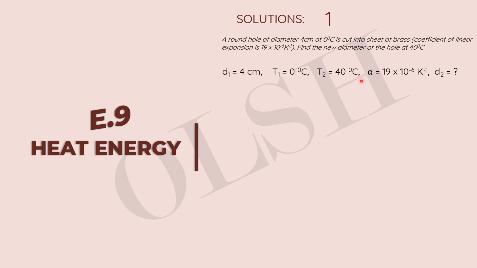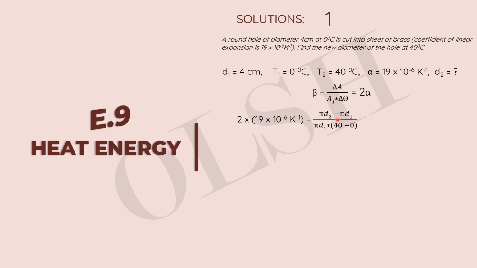I would want to solve this with the superficial expansivity formula, that's the area expansion formula. Beta is equal to change in area over original area per degree rise in temperature. We equate that to 2 alpha, so we use 2 alpha in replacement for beta, the superficial expansivity. Putting in our parameters, 2 times linear expansivity equals change in area, which is pi d2 minus pi d1, all over pi d1 times 40 minus 0.